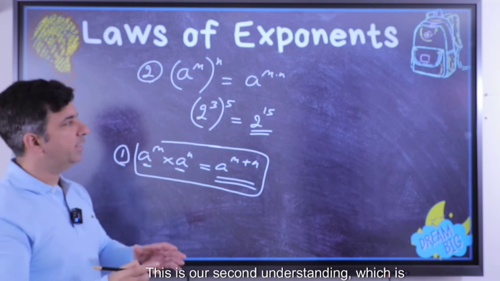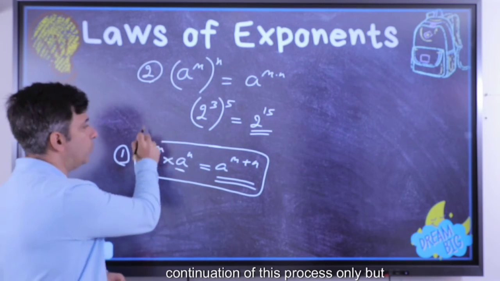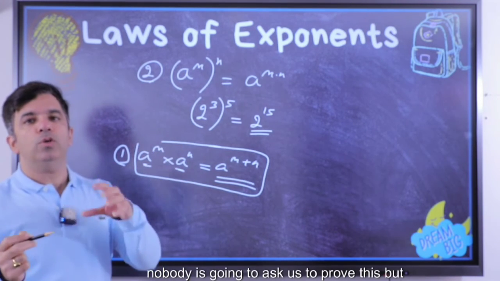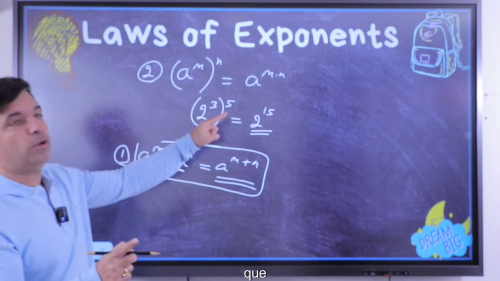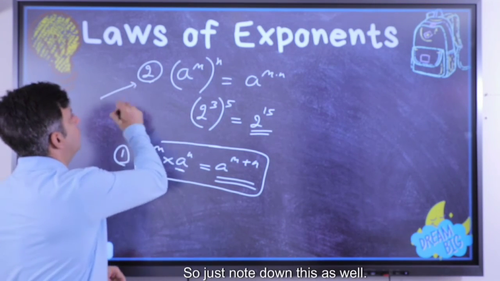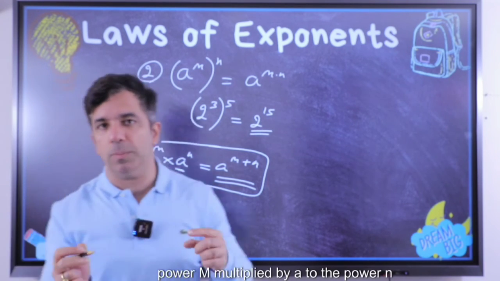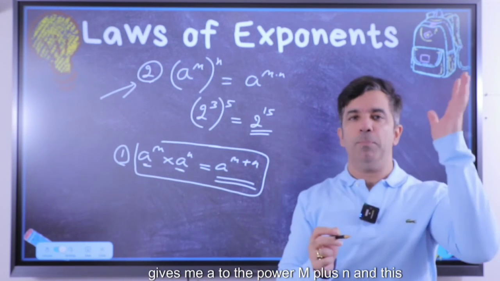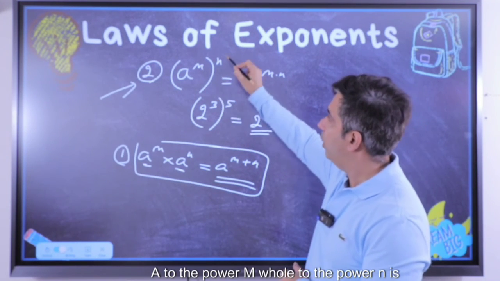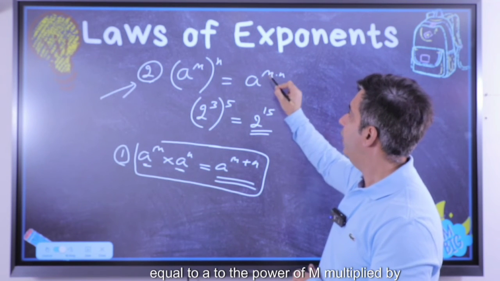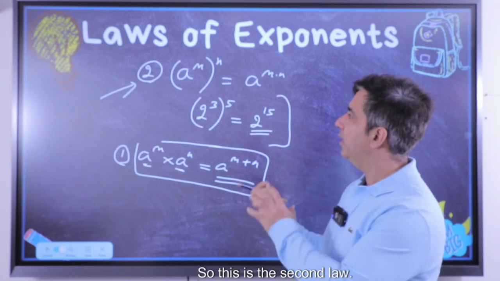This is just a continuation of this process only, but nobody is going to ask us to prove this. We are going to apply this sense in so many questions, so just note this down as well. This was our first law, a to the power m multiplied by a to the power n gives me a to the power m plus n, and this is the second law. A to the power m whole to the power n is equal to a to the power of m multiplied by n. And this is its application. So this is the second law.